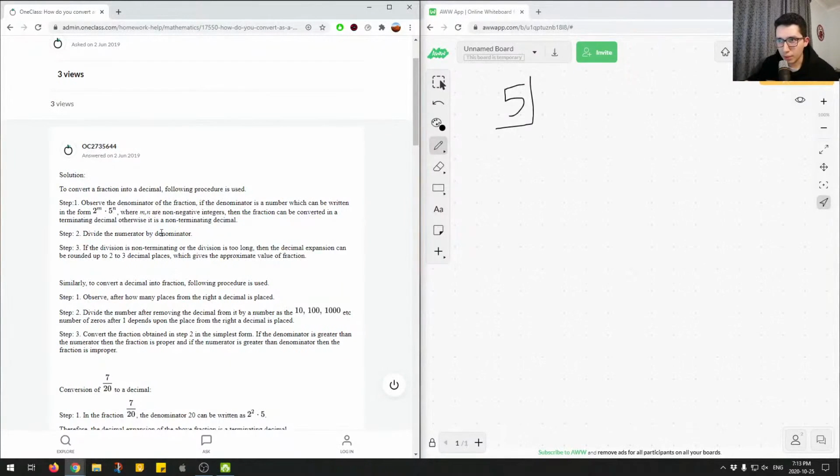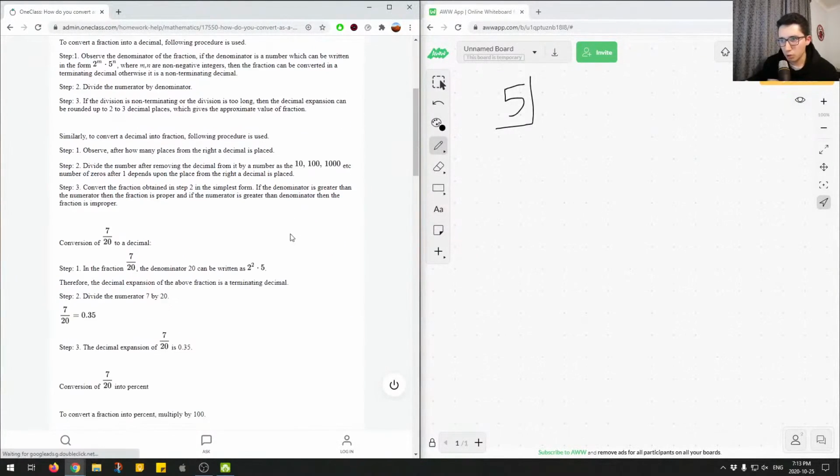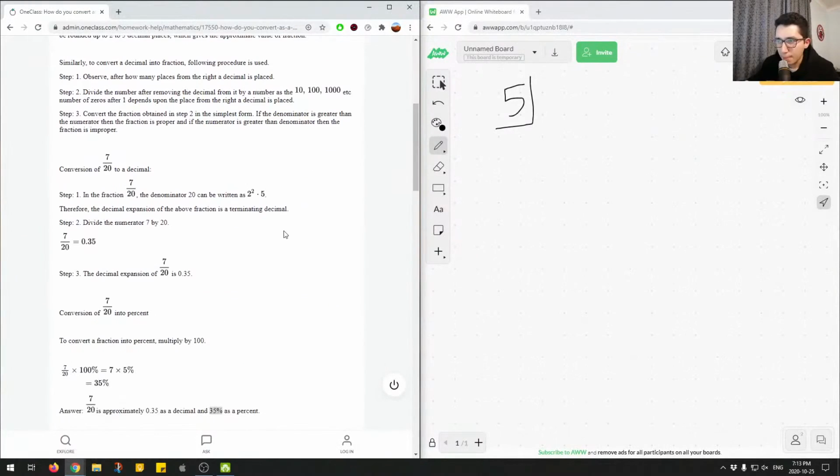So divide the numerator by denominator. If the division is non-terminating or the division is too long, then the decimal expansion can be rounded up to 2 to 3 decimal places. This will give us an approximate fraction. So let's look at an example below.